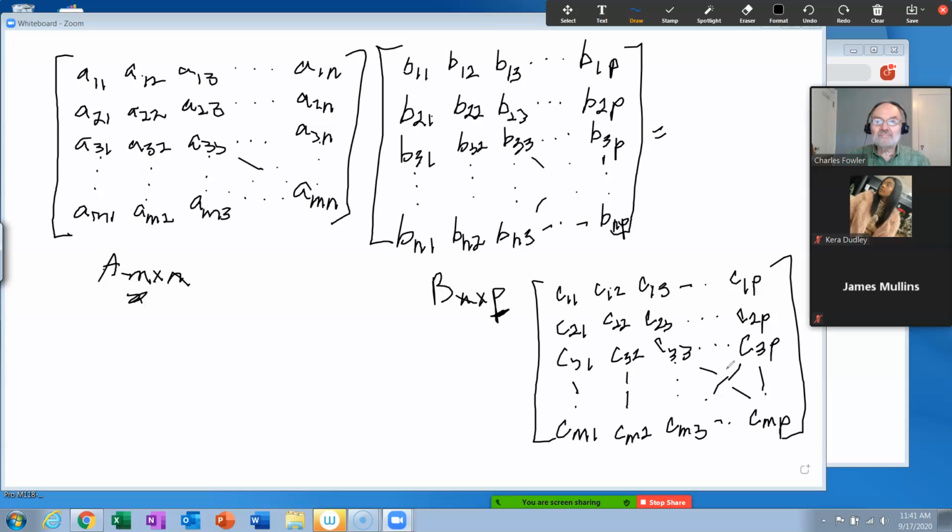Now, the quotient matrix C has got to be an M by P. The number of columns of A must equal the number of rows of B, otherwise you can't multiply. And if they are, the product matrix will be the number of rows of the first one and the number of columns of the last one. Okay? So that basically summarizes that.